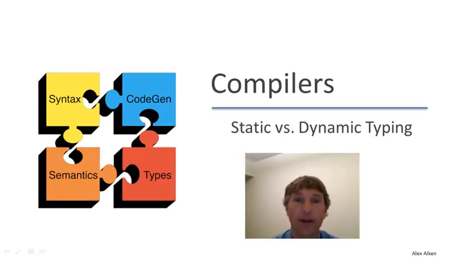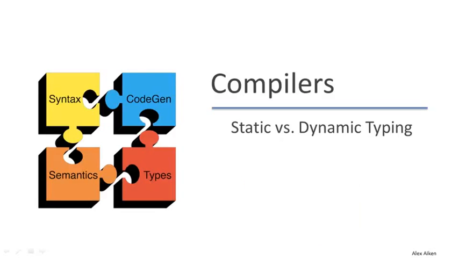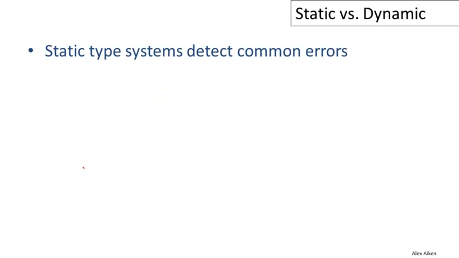In this video, we're going to talk about static typing versus dynamic typing. One way to think about the purpose of static type systems is to prevent common programming errors. And they do this at compile time. So they do this when the program is compiled. And in particular, they do it without knowing any input to the program. So the only thing that is available is the program text.